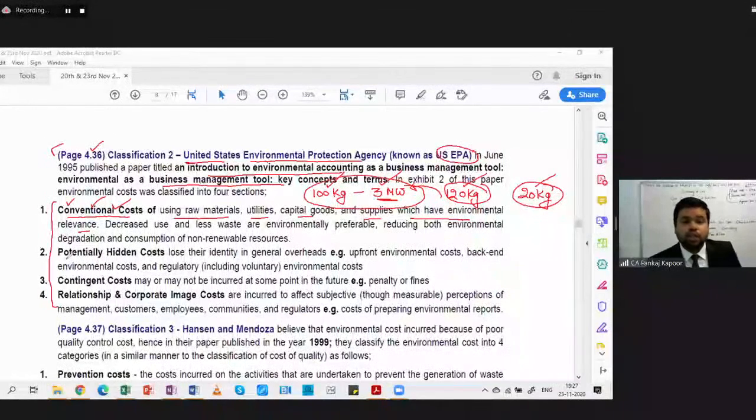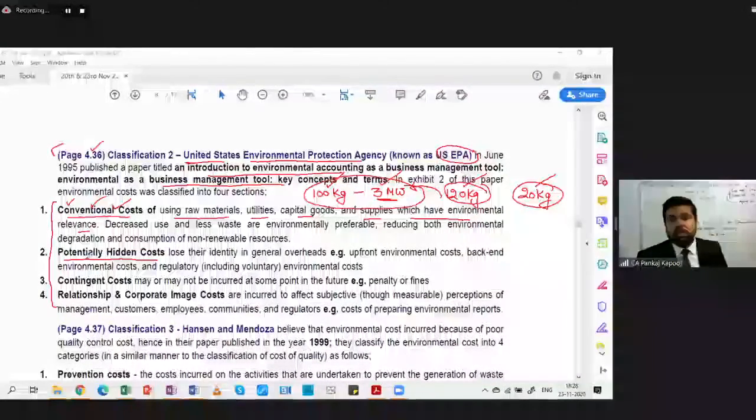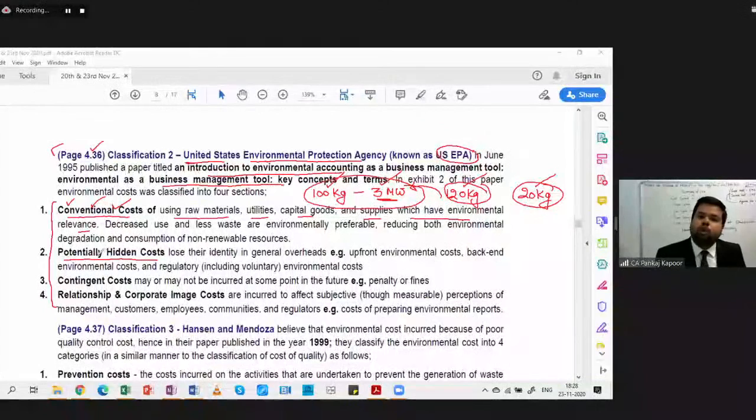Okay, moving further. Potentially hidden cost. Friends, these are those environment costs which are usually hidden in the general overhead. Take an example along with me. Some company installed a water treatment plant.